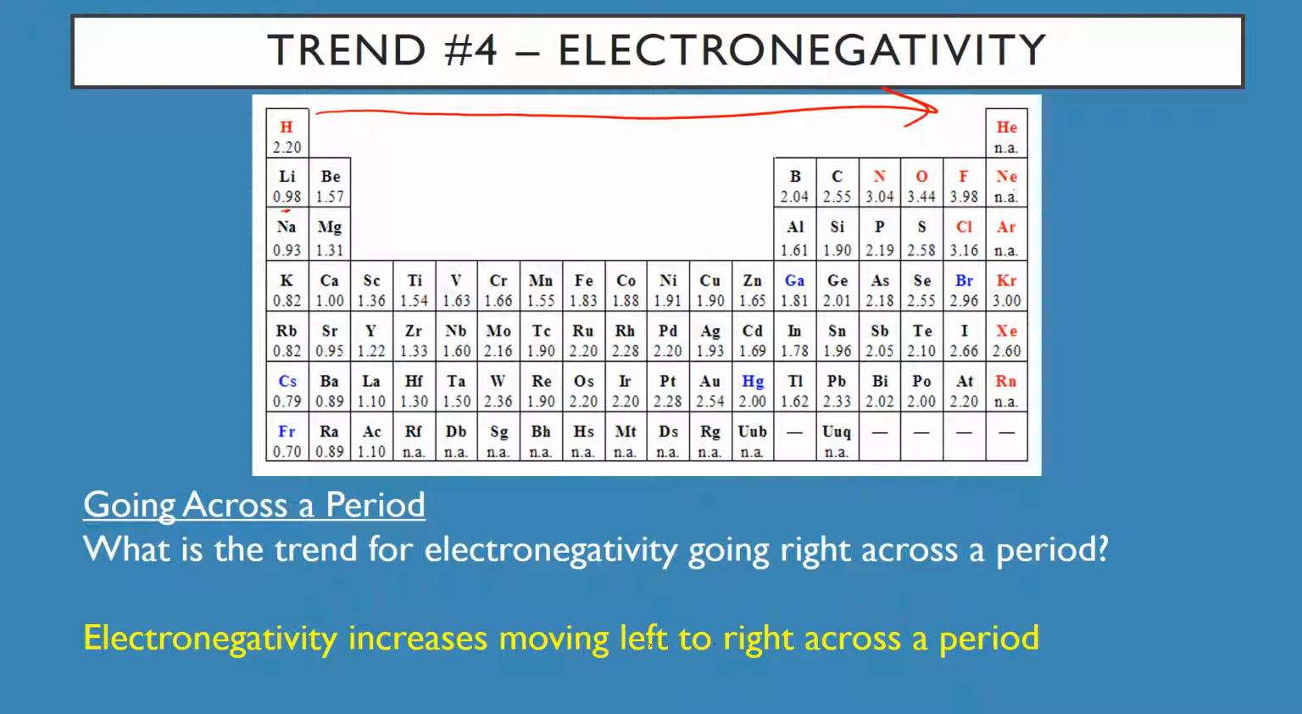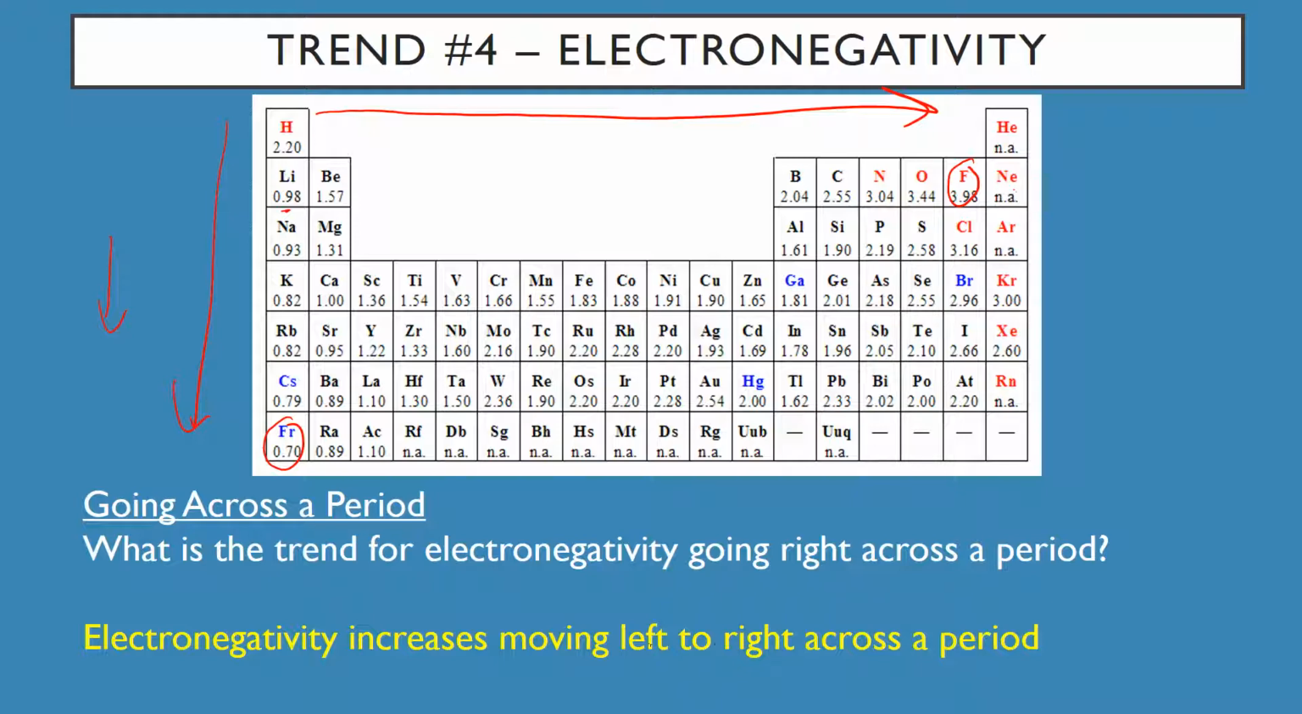Okay, so to sum it up, as you go down the periodic table, the electronegativity goes down. So that's why francium has the lowest electronegativity, and fluorine is one of the smallest atoms, so it has the highest electronegativity.